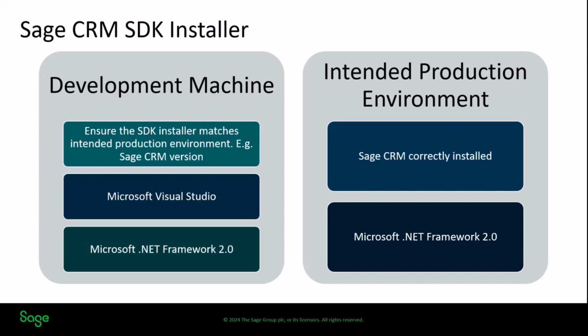When we've got our SDK installer, we need to make sure that on the target server or machine where we want to install the SDK, we actually have Sage CRM installed, because it's going to look for that. It needs to be able to copy certain files across and then register them within the global assembly cache. I can't remember exactly what the GAC stands for, but that's what it does. You need to also have Visual Studio.